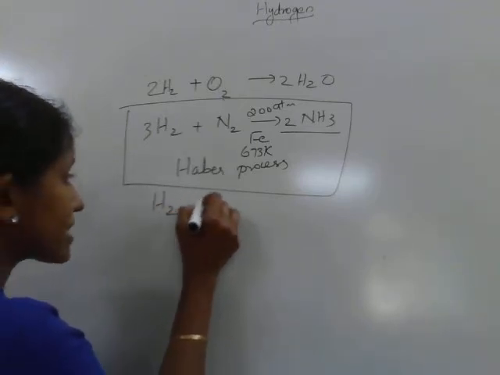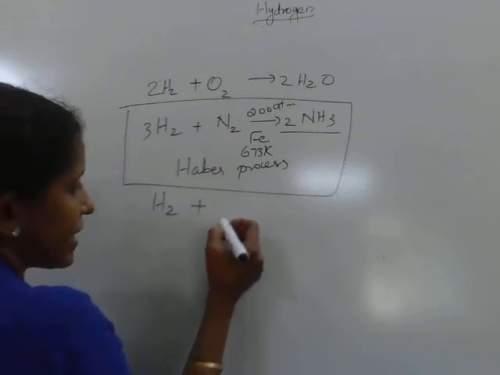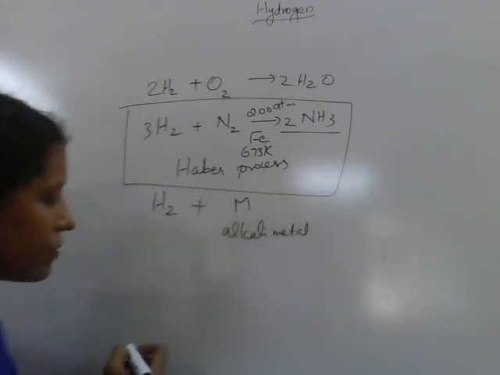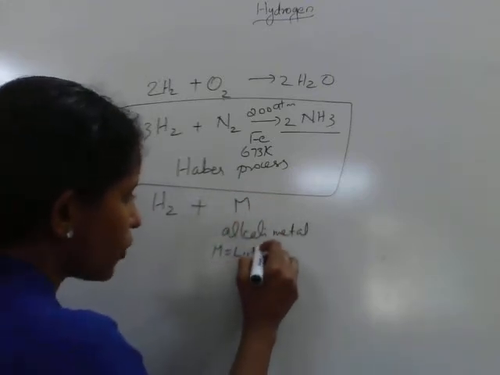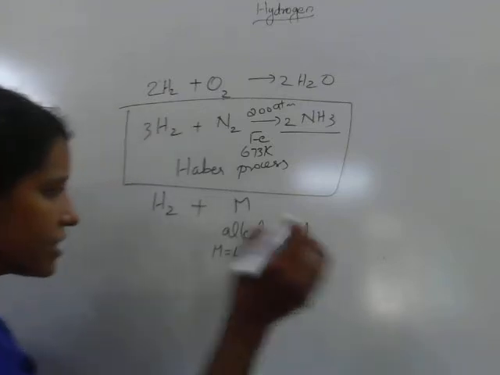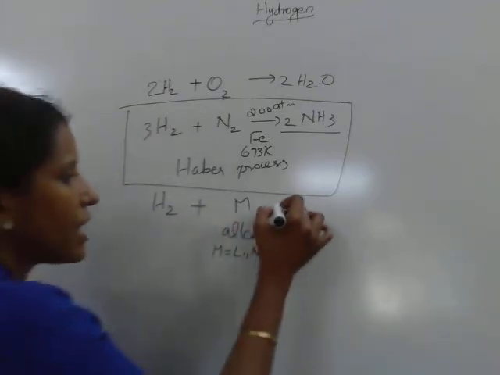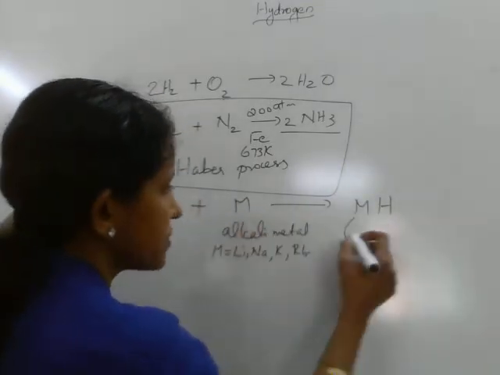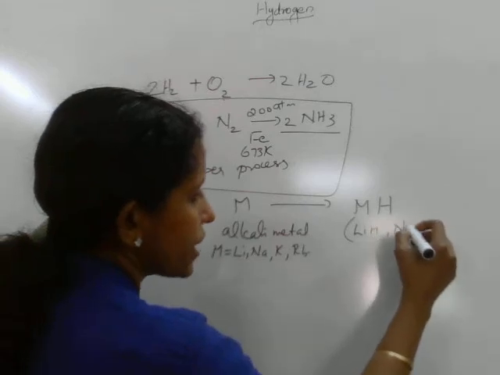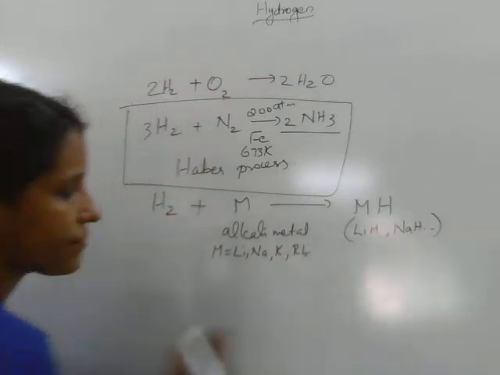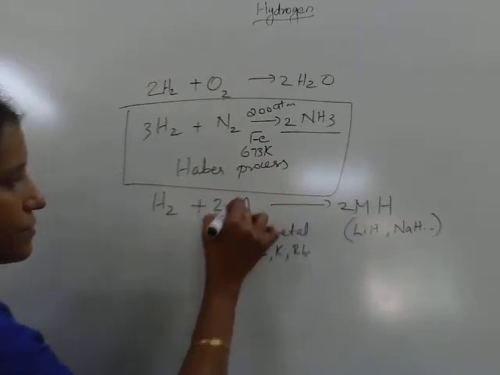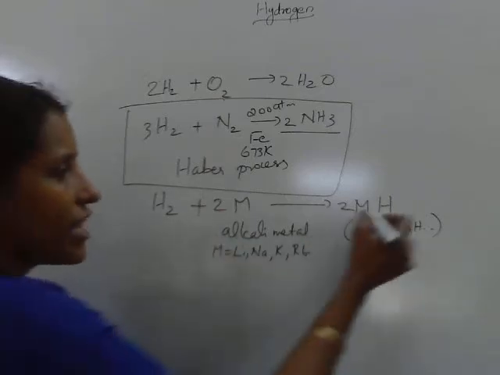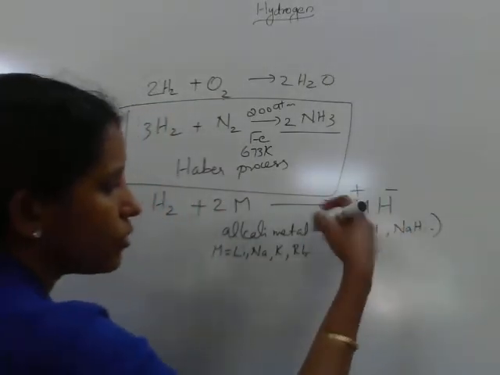Dihydrogen reacts with reactive metals like alkali metals. Let M be an alkali metal. M can be lithium, sodium, potassium, rubidium, cesium, any alkali metal. Dihydrogen reacts with the alkali metals and forms metal hydrides. For example, lithium hydride, or sodium hydride, etc. When it reacts with the metals, hydrogen gains one electron and forms the H minus ion. The metal loses an electron.